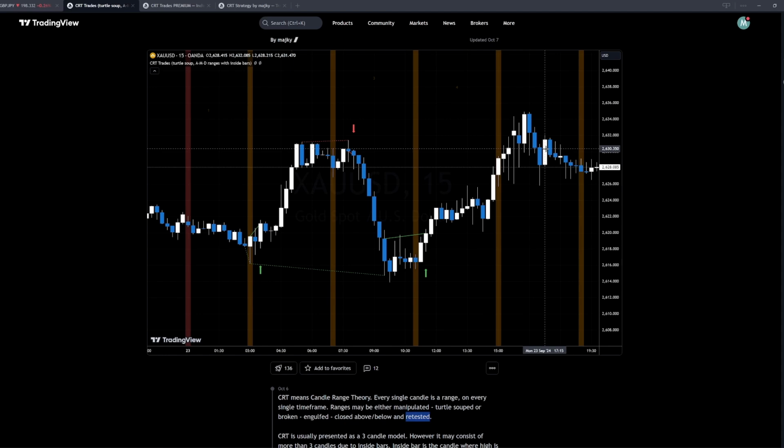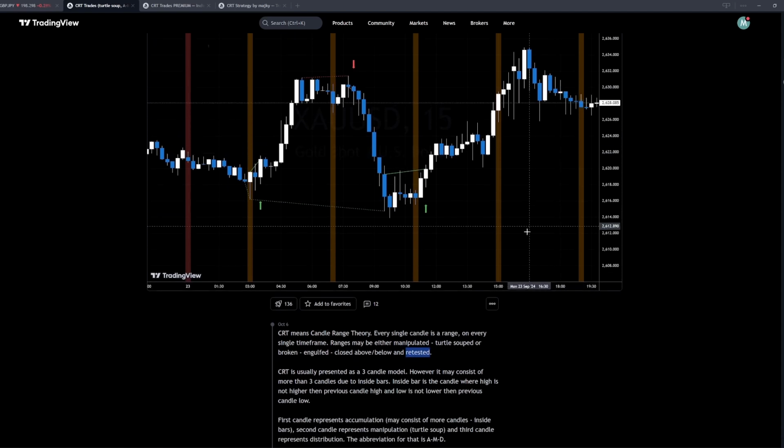It depends how I want to explain it, because this is our range on the 15-minute time frame, but on the higher time frames it can represent only one candle. So this candle can represent accumulation, or these four candles can represent accumulation, and this one candle can represent manipulation. And on the lower time frames we can look for entries.